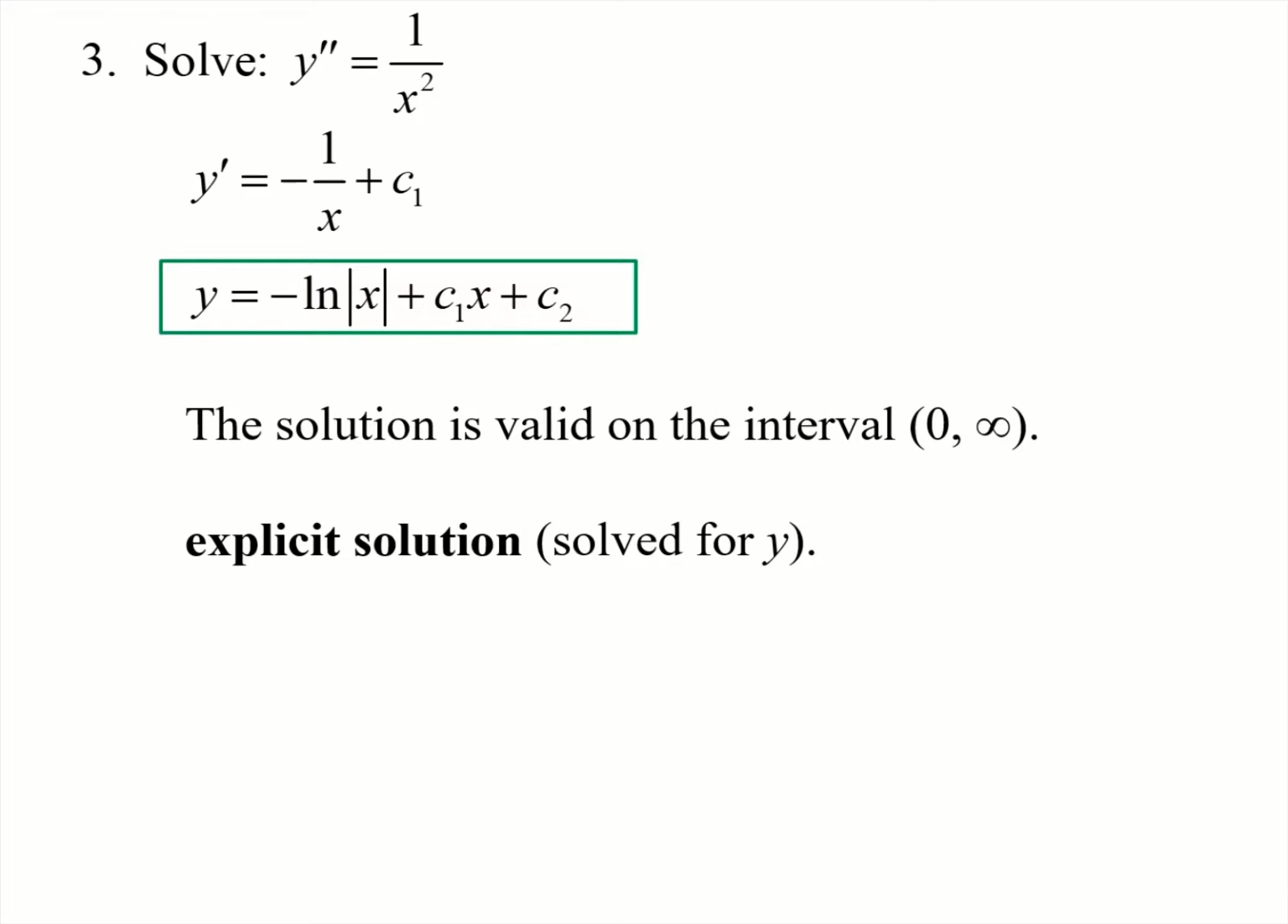Sometimes when you cannot solve for y, that's called an implicit solution, and we'll see that in section 1.4. Our solution boxed in green is also called a general solution because it has constants. Now let's go ahead and do a follow-up question to this. So we'll put all the information from this problem in the next slide.